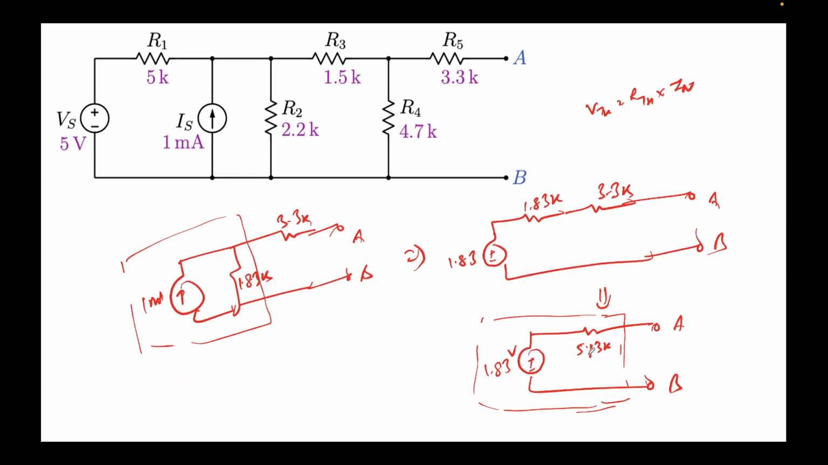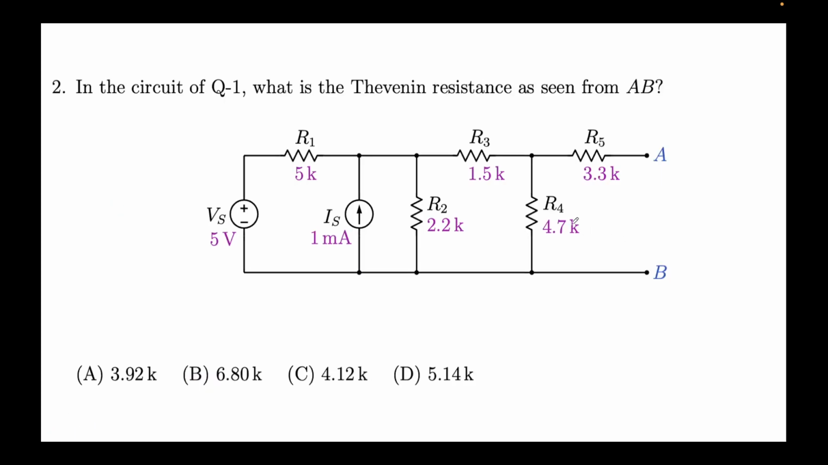We have also calculated this. I'll redraw this circuit over there. What we have arrived at is that this circuit got converted to 1.83 volts and 5.13K, A and B. This is the Thevenin equivalent. So 5.13, the option that is close enough is 5.14. So we solved the same problem. We saw how to get the Thevenin voltage and the Thevenin resistance.